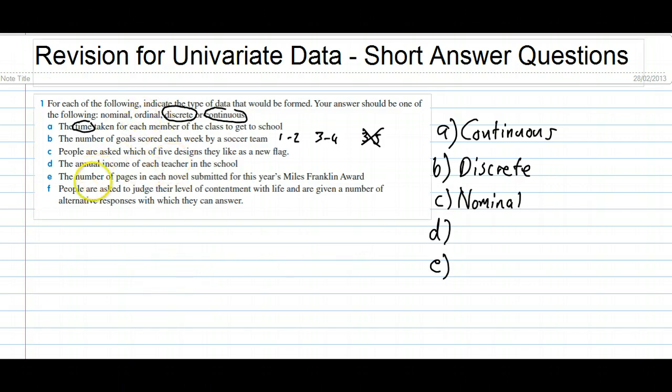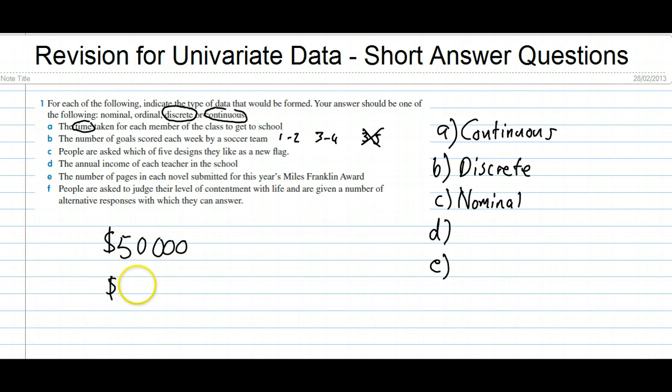Okay, in part D, we're talking about the annual income of each teacher in the school. Now obviously that's going to be pretty pitiful because teachers don't get paid nearly as much as they should given the tremendous work that they do. But the kind of numbers that we're going to be talking about are maybe, let's say, $50,000 might be one teacher in a school. Another teacher might get $60,000.